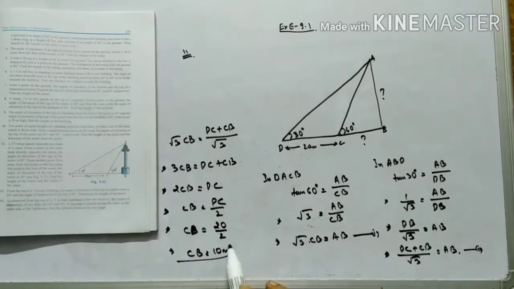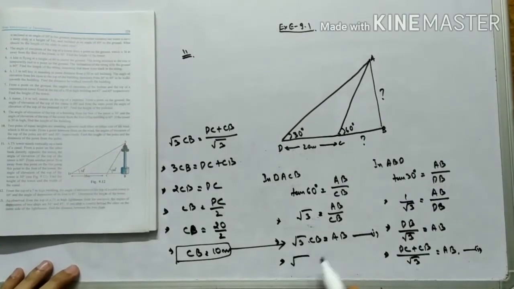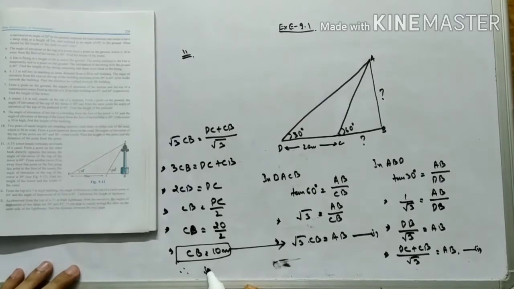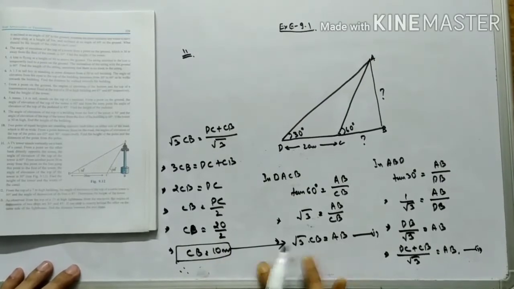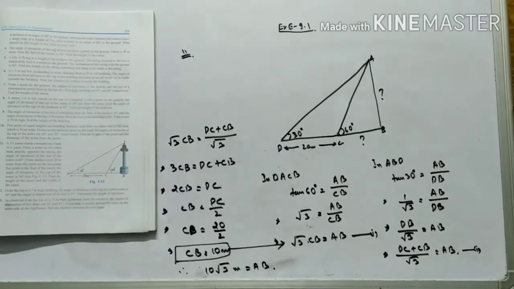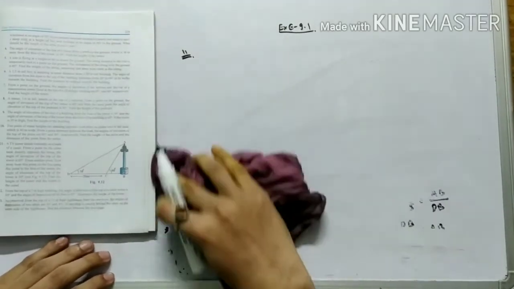So therefore this 10 meter value, if I put it in equation 1, then I can get the height of the tower, that is our AB. So therefore height of the tower, CB value if I put it in this equation, I will get 10 root 3 meter is equals to AB. Okay, so this is a very easy question. Next I will go to the next question.